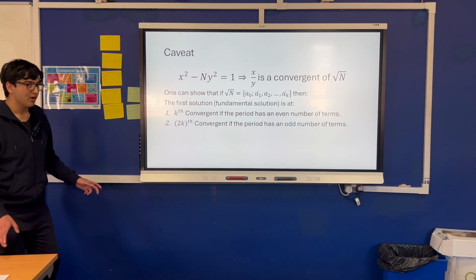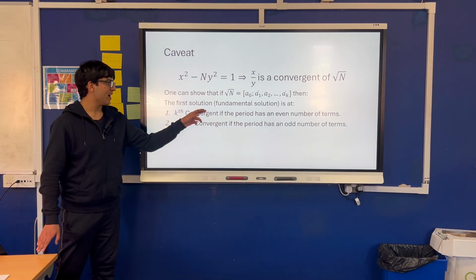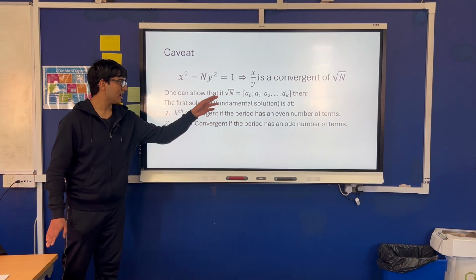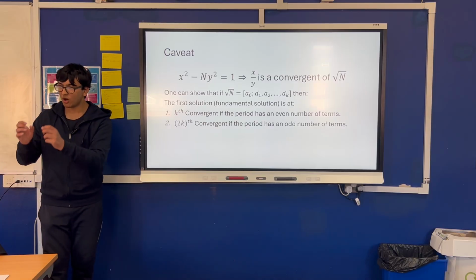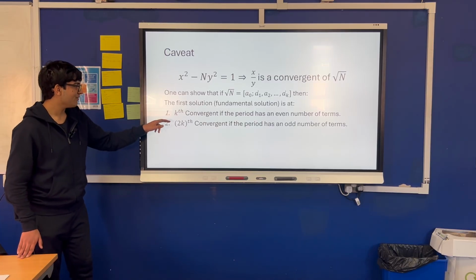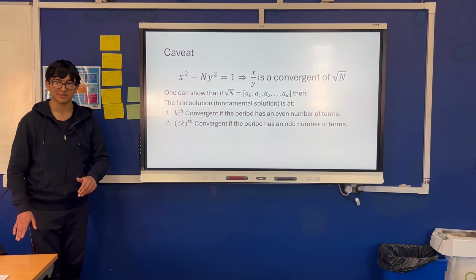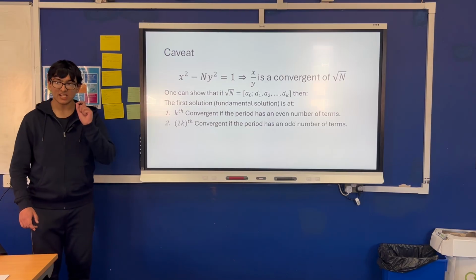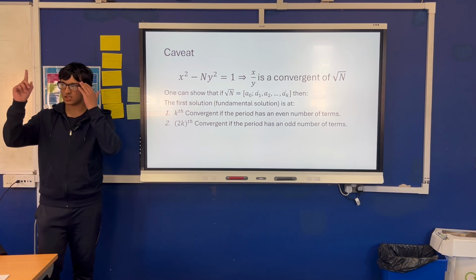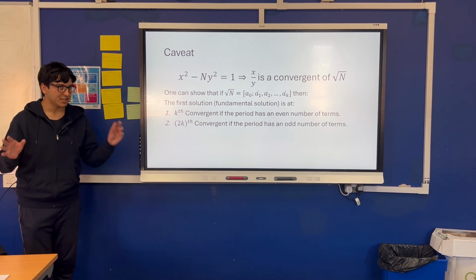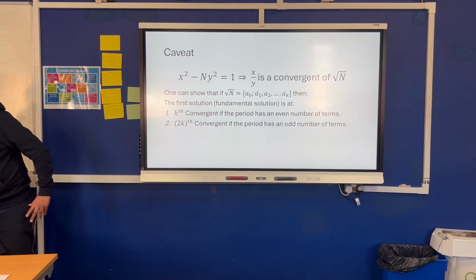And in fact, one could show, again the proof is a little bit beyond this Math Society presentation, that if square root of n has this continued fraction in this form, and I'll show you why it always has this form briefly, the first solution, which is the smallest solution for x and y, is at the kth convergent if the period has an even number of terms, and a 2kth convergent if the period has an odd number of terms. Not only this, but you can only ever find the solution at the end of each period. Okay, and that is always plus or minus 1. Again, I'm not going to show you why that's true. I'll give you a live demo instead, just to demonstrate this cool fact at hand.